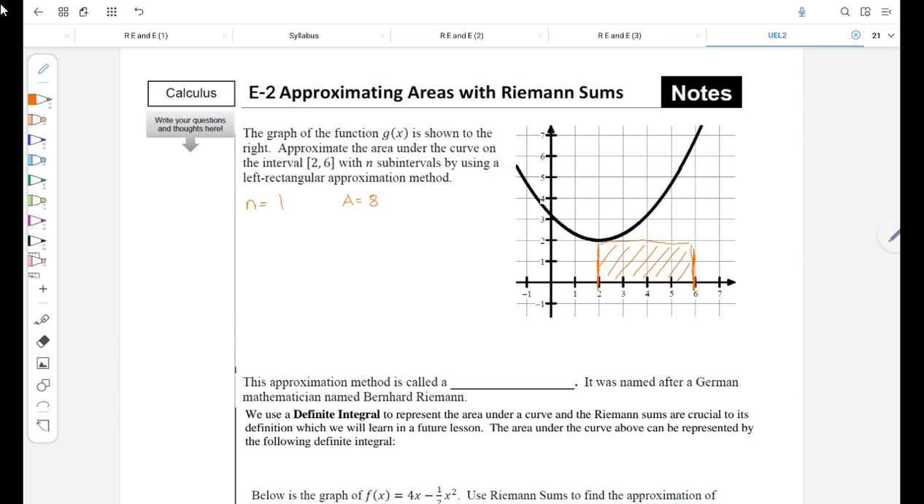That's kind of where that underestimate that you wrote on your card came from. We can clearly see that we've made an underestimate here. So let's do a little bit better. Let's do 2 rectangles.